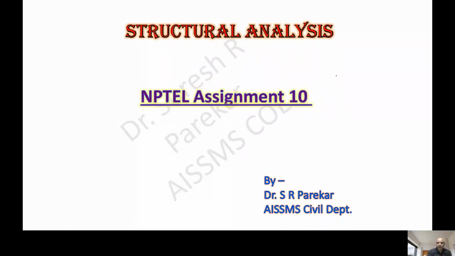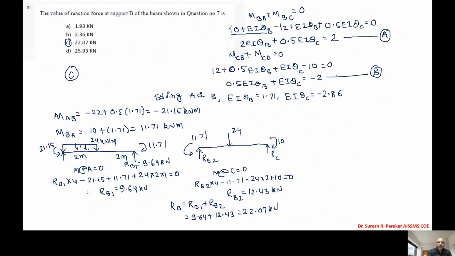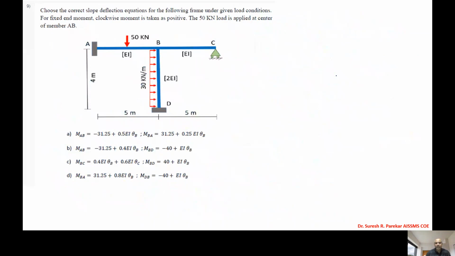So we will continue with assignment number 10 of NPTEL. We are now at the last question, that is question 9, and sub-question 10. Now we have to go for this frame. First we have to see the type of frame. As we have a fixed support connected to the beam, this is a non-sway frame.